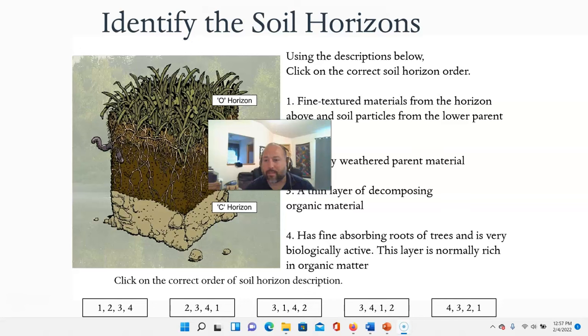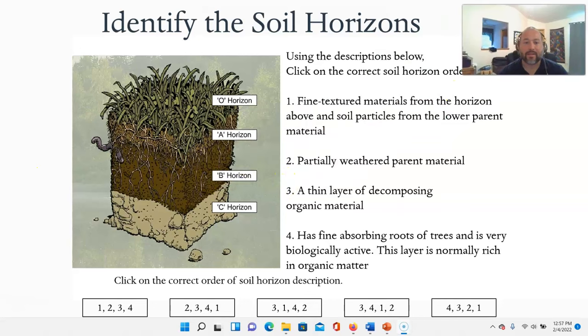So I'll move myself back up here to the top right out of the way. And so just a quick quiz right here on our basic layers of a grassland soil, our O horizon, our A horizon, our B horizon, our C horizon. So go ahead and look at this, read the descriptions that I have there in 1, 2, 3, and 4, and then I want you to pick of the orders that I put down below which order is correct if we're going to describe top to bottom the O layer, A layer, B layer, and C layer. So go ahead and pause the video.